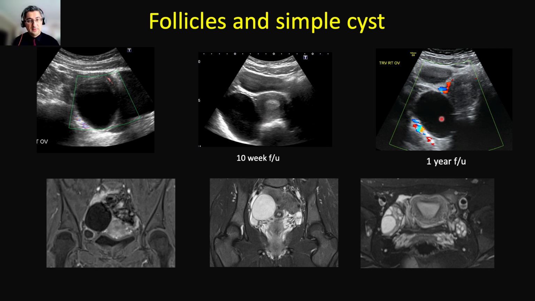We are doing a 1-year follow-up, and we ended up doing an MRI because it was persistent. The MRI shows a simple cyst with thin wall, and there are associated follicles in the ovaries, but this is additional. These are normal follicles. So this is a simple cyst, and these are follicles.